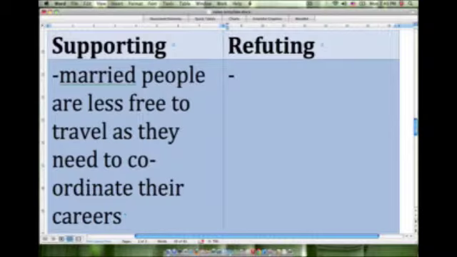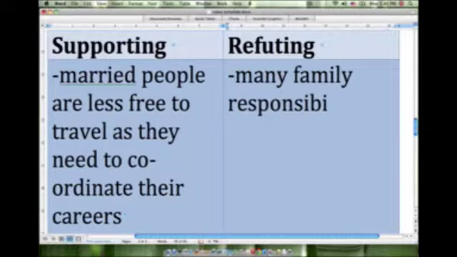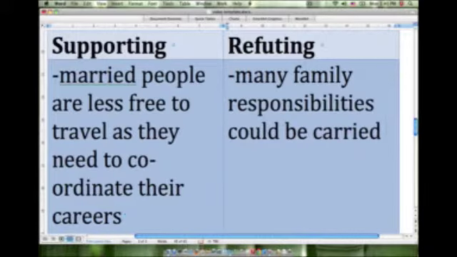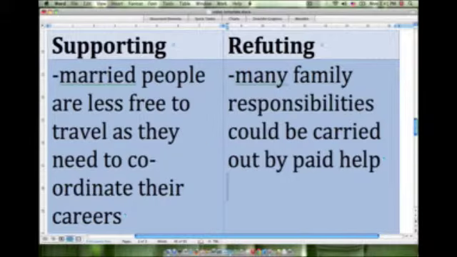family responsibilities could possibly be carried out by others. So the idea that a married person would have less time to commit to their career is not accurate, because they could simply perhaps hire people to take care of some of their duties as a married person. So maybe we could say something like many family responsibilities, such as taking care of children or whatever responsibilities, could be carried out by paid help. So we're kind of debunking the idea in our supporting column that married people have less free time for their career.